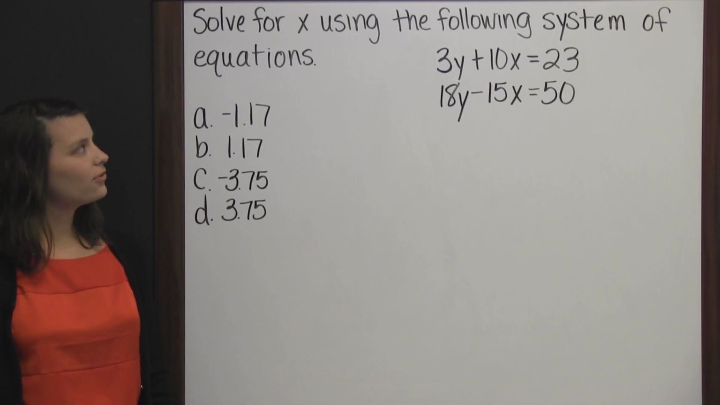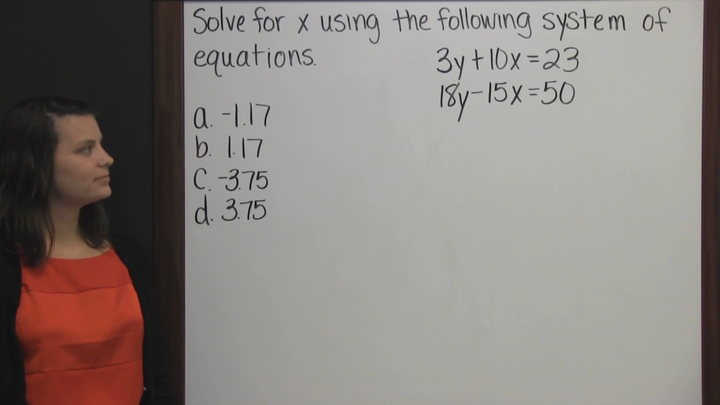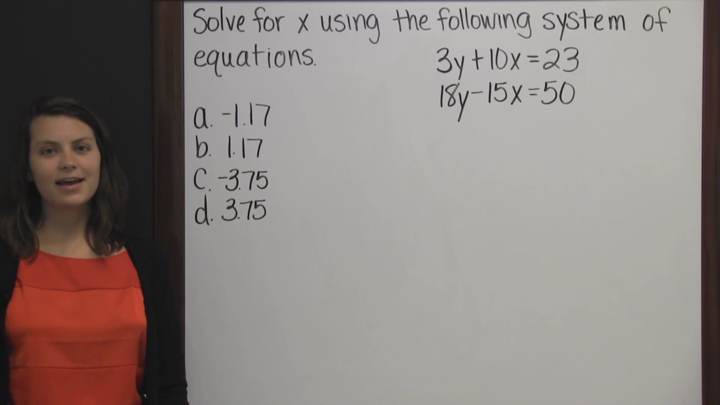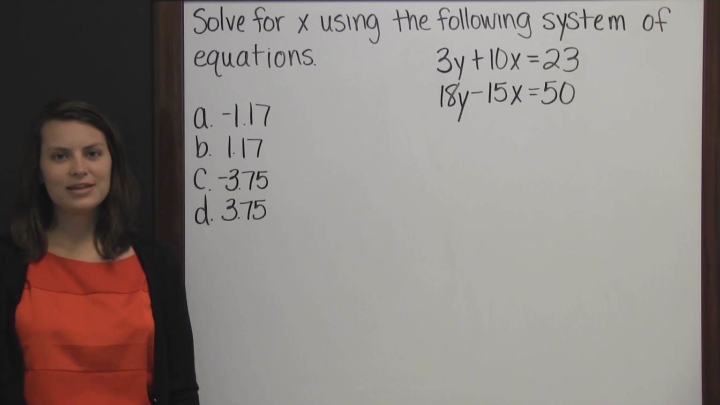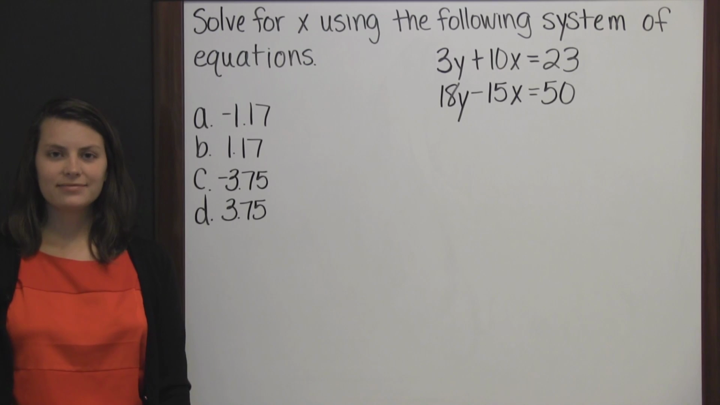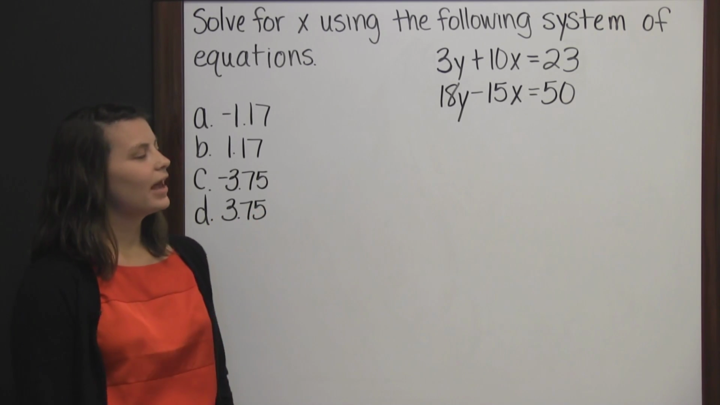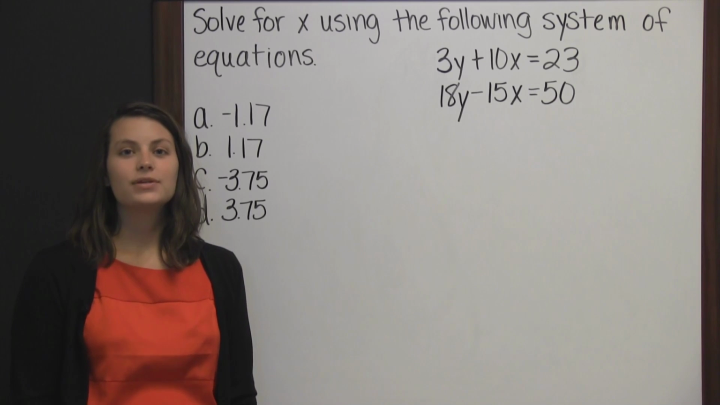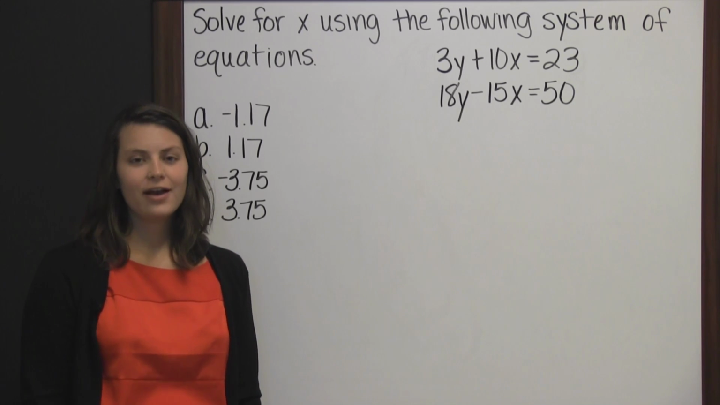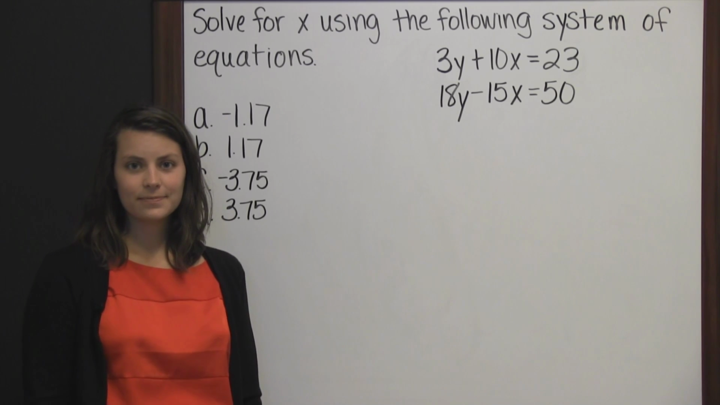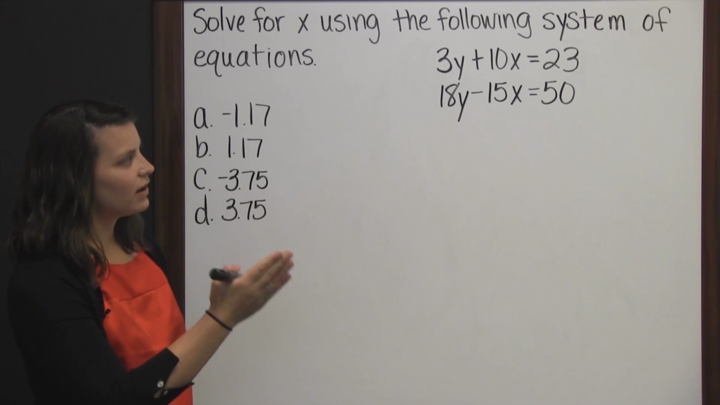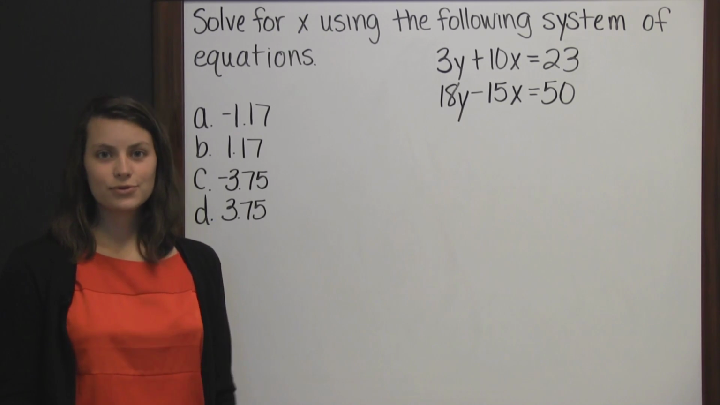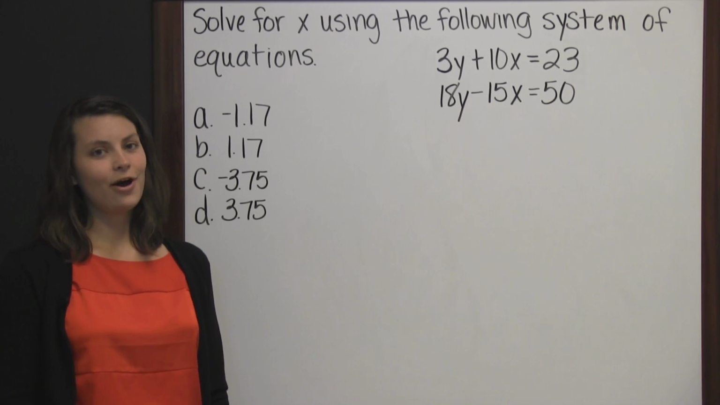Solve for x using the following system of equations. 3y plus 10x equals 23. 18y minus 15x equals 50. There are many different ways to solve a system of equations. One is by graphing. You would graph the two lines and then see where they intersect. The solution is the ordered pair of the intersection of those lines, because the intersection is the only ordered pair that will satisfy both equations and make them both true, since it's the only point they have in common.